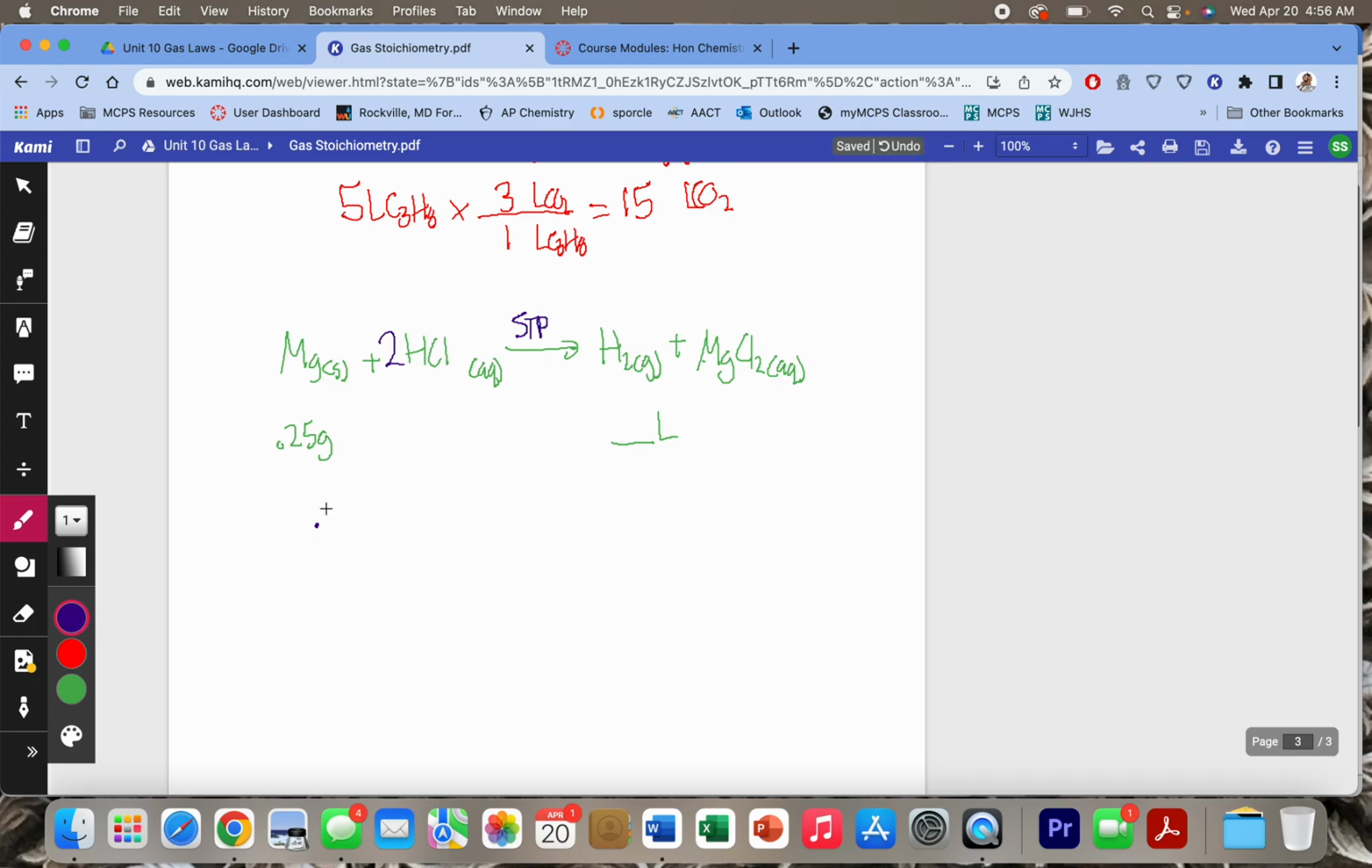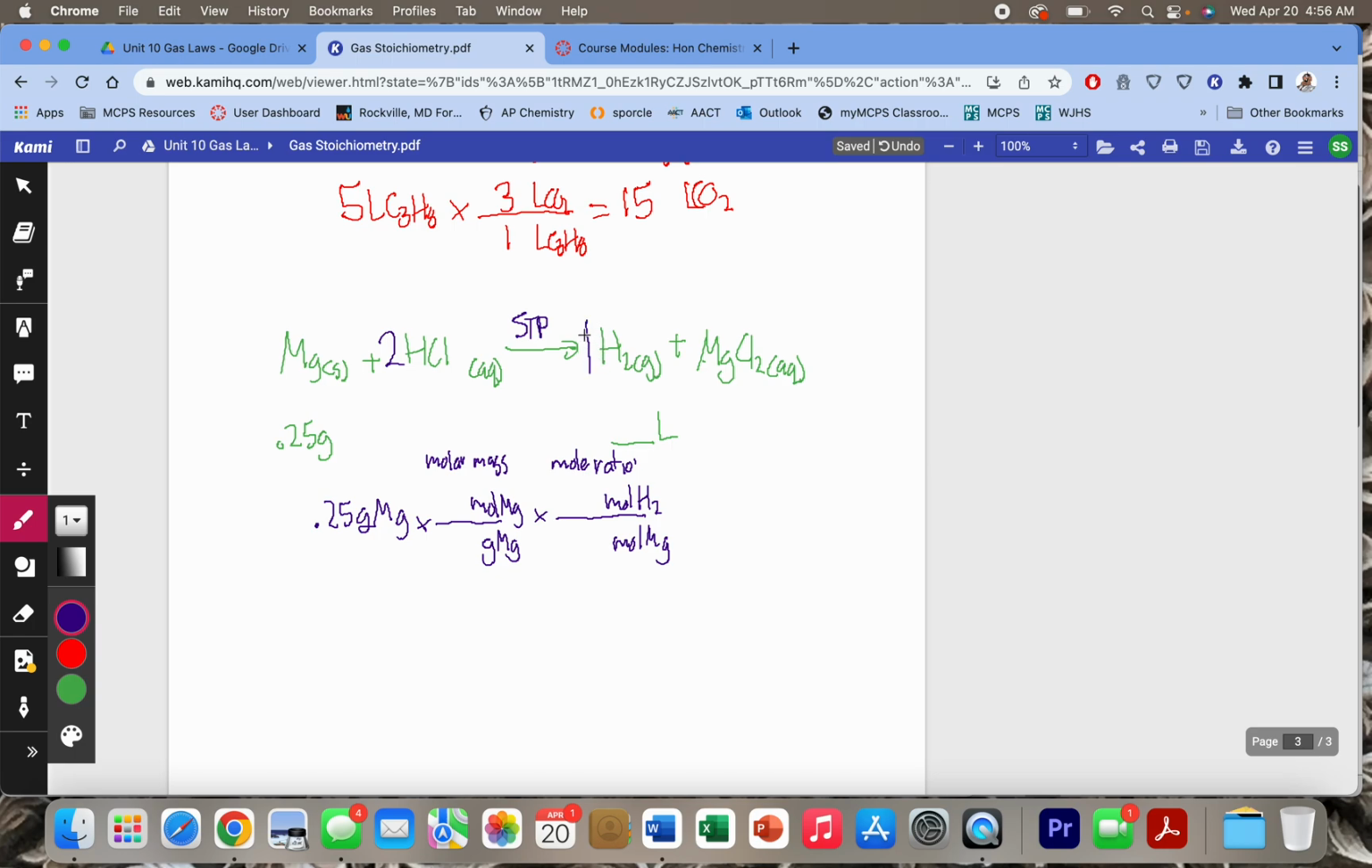So let's see what we do. Well, we start with our 0.25 grams of Mg, just as we always would. We have to cancel grams, and we have to go to moles. Well, once we see grams over moles, we know that this one is just going to be the molar mass from the periodic table. Okay. Then I'm going to cancel moles of Mg and get moles of H2. Well, that's what makes this stoichiometry. So this is the mole ratio from the chemical equation, right?